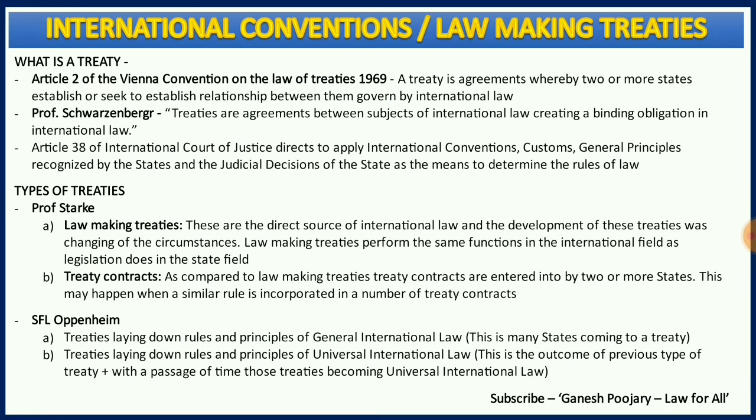However, if they start getting recognized by many states, then they can also be considered a source of law over a period of time. There are many examples of treaty contracts getting converted into lawmaking treaties. That is a possibility that we need to remember. Another scholar also has an opinion related to treaties. He says there are many treaties where states come together and sign, and they become general international law. On the other hand, there are a few countries coming together and signing a treaty, but with the passage of time these treaties can also be considered universal international law because slowly other countries will also start following the same. That is how he sees treaties as sources of law.